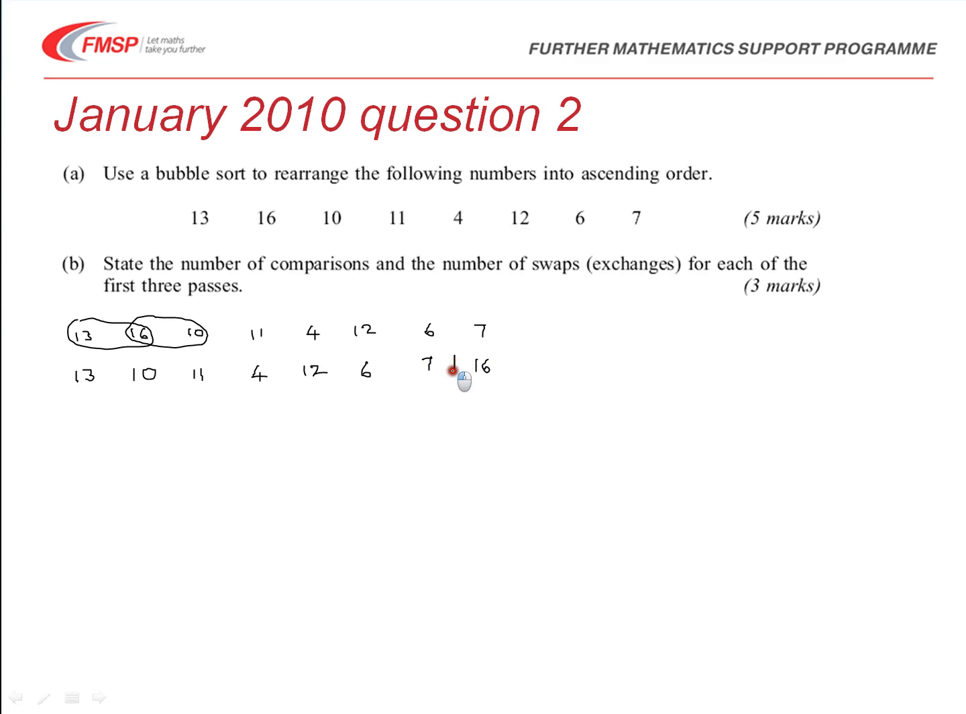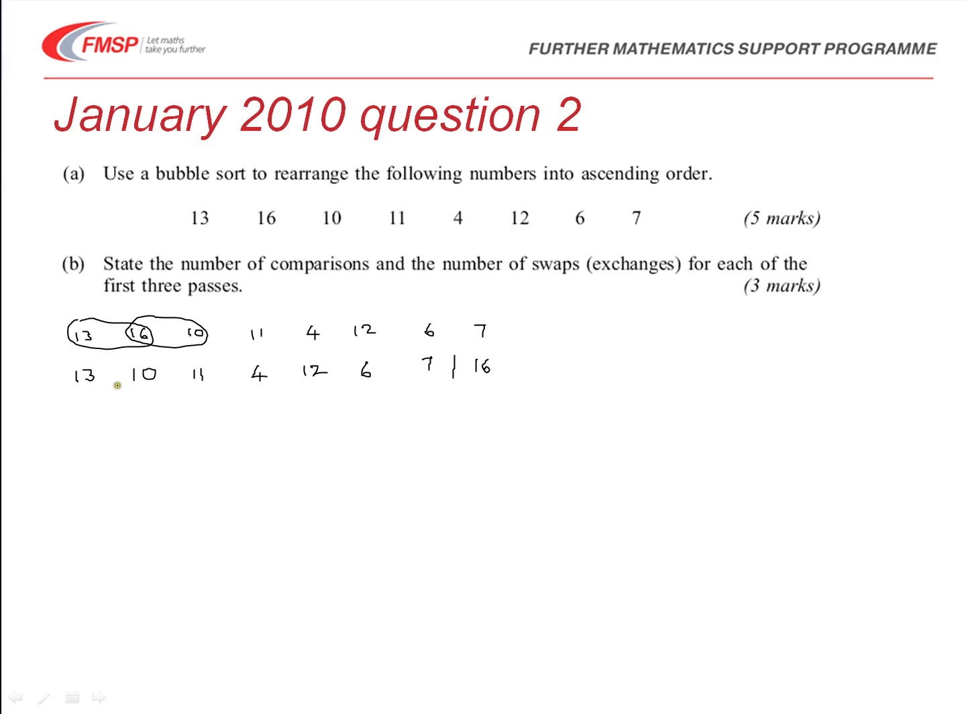Okay, so that's a pass when the bubble has completely worked its way through the set of numbers. One pass has been completed, and so we know the 16 is in its correct place. Now we start again at the top doing the same.